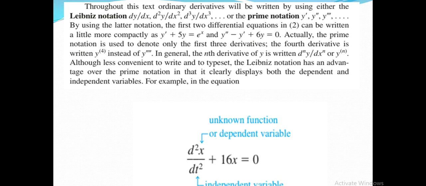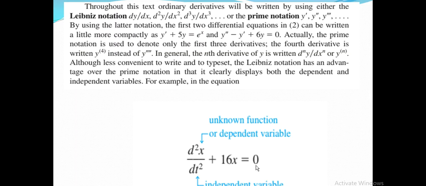Let's look at this example together. If you have d²x/dt² + 16x = 0, then x is the unknown function or dependent variable, while t here is the independent variable. Okay, so easy, no problem.